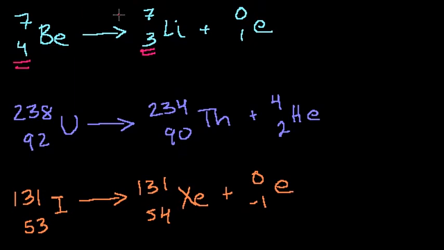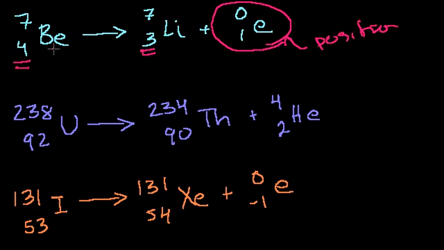My overall mass hasn't changed, so it's definitely not alpha decay. Alpha decay was releasing a whole helium from the nucleus. So what am I releasing? I'm releasing one positive charge, or a positron. And actually, it's here in this equation. This is a positron. So this type of decay of beryllium-7 to lithium-7 is positron emission. Fair enough.